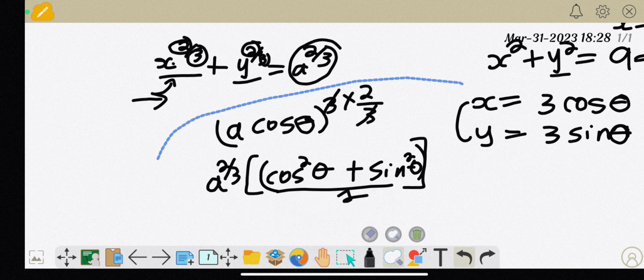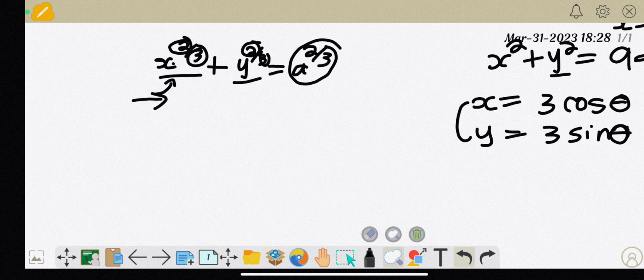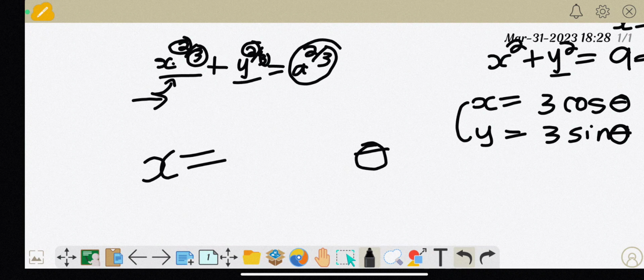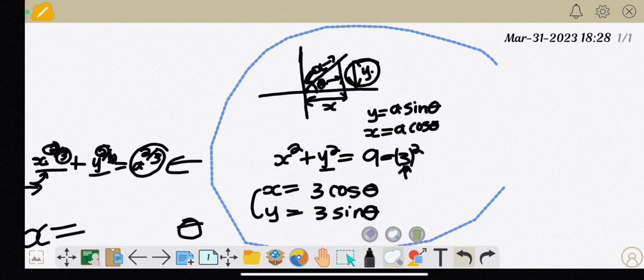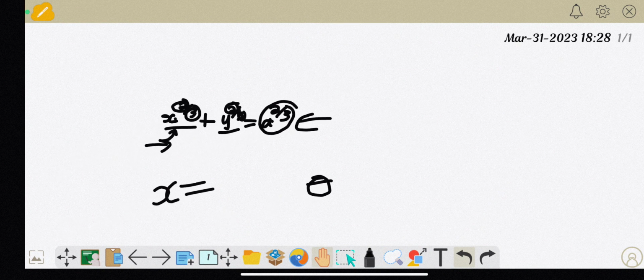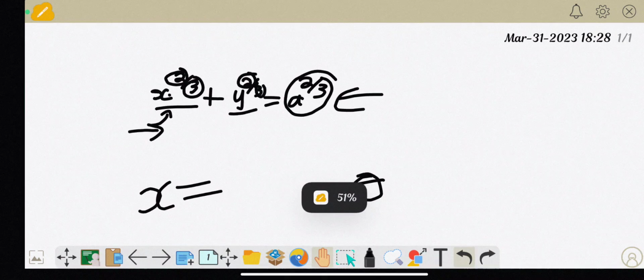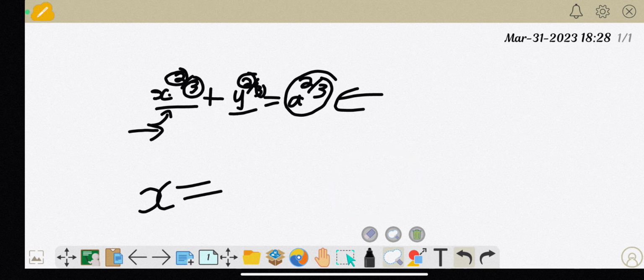Understood? So during parameterization, you have to carefully choose the expression in terms of the third variable in such a way that it does not affect our original equation. In your PU you won't use it much, but in higher studies, if you take engineering or BSc, MSc, you have to use parameterization regularly. This is only one example problem like this.